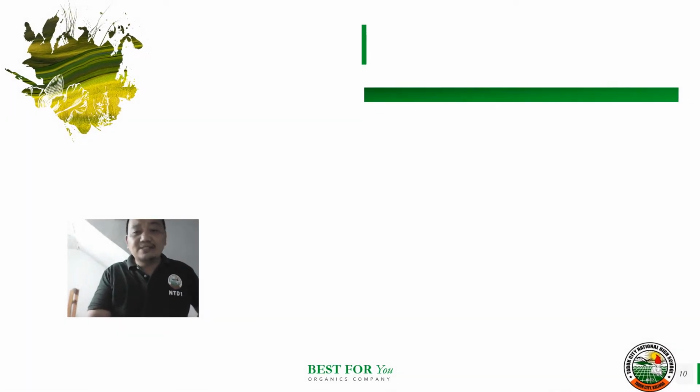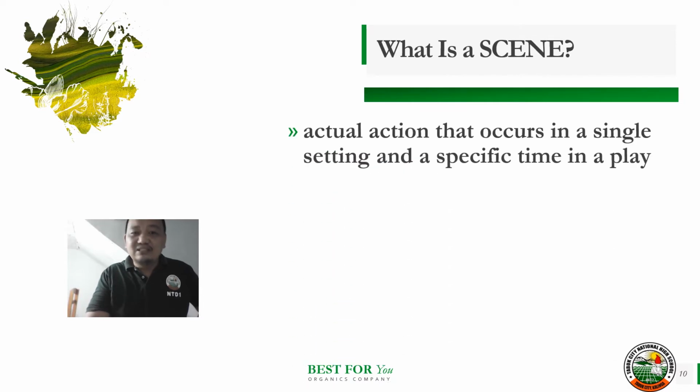Since you're being asked to write a scene for a one-act play, perhaps it is only fitting that we have an understanding of its concept. Now, a scene is actual action that occurs in a single setting in a specific time in a play. Action refers to an event that happens as part of the whole story. It also points out that there should be a single setting, meaning that if you transfer the location of your story or your play, it already becomes a different scene.